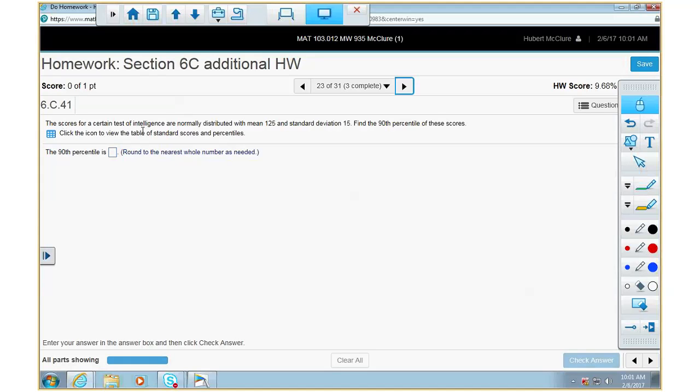As soon as I find a decent question. The scores of a certain test of intelligence are normally distributed. Okay. This one is a decent question. So do it. First thing you're going to have to do is draw a picture. Draw your standard curve, normal curve.